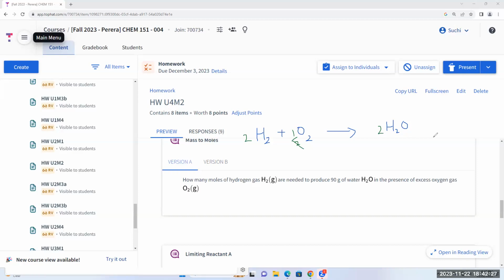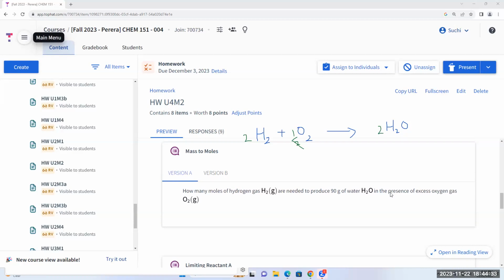So starting with what is given, the goal is to end up with what they're asking. That's it. So make the path to get to what they're asking. That's all you're doing here in your head.